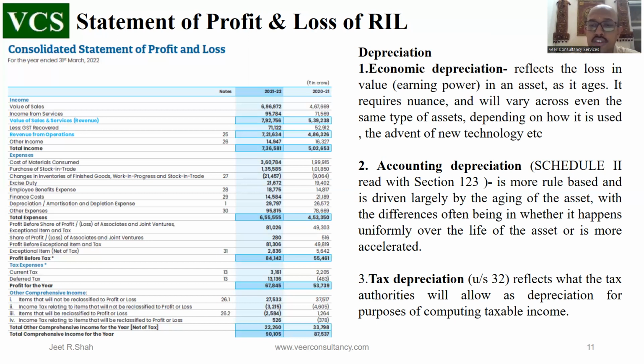And then we have tax depreciation, which is under Section 38 of the Income Tax Act. It reflects what tax authorities will allow us depreciation for the purpose of computing taxable income. Now, please remember that taxation is a tool for the government so as to stimulate the economy and do wealth distribution also. So many times there are certain assets where the government gives you accelerated depreciation benefits.